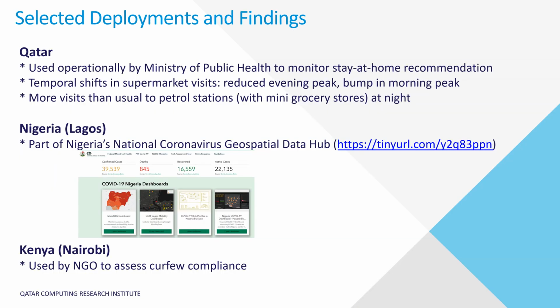Here, I'm just listing some of the deployments and related findings. In Qatar, this dashboard is used operationally by the Ministry of Public Health, for example to monitor a stay-at-home recommendation. Some of the insights that we observed, I already mentioned the one related to petrol stations. There are also similar ones related to shifts in when supermarkets are visited, where there seems to be a flattening of the peaks, in particular the evening peak, which is usually the rush hour, and seems to be somewhat reduced, whereas the morning peak, which is not quite as pronounced, still seems to be there. So people seem to be naturally spreading out in terms of time.